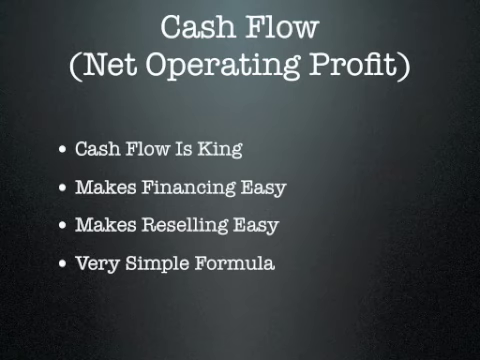So, one overriding metric when you're looking at rental properties is cash flow, also known as net operating profit. At the end of the day, cash flow is king. Cash flow is king because it makes financing easy, makes getting money from the bank easy. Cash flow pays the bills. Cash flow puts cash money in your bank account, not this phantom money. It makes reselling any property that you invest in much, much easier. And it's a very simple formula to figure out, as you are going to find out by this next equation.